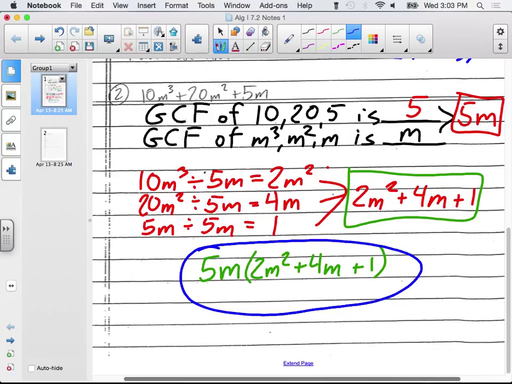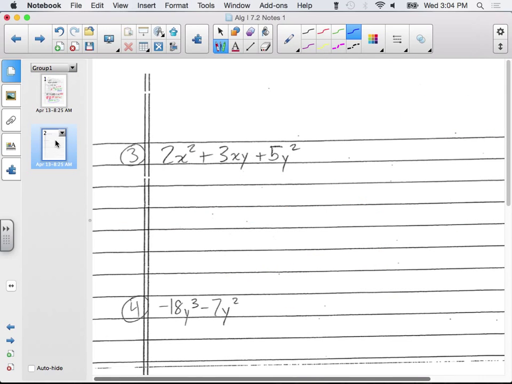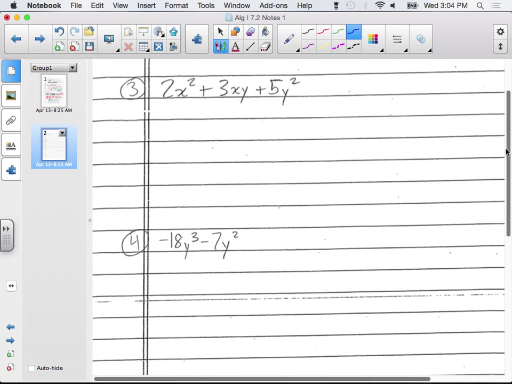All right. Anyone have any questions so far? All right. Let's go over to the back side. You guys tell me how to do this one. I have amnesia just now. Right, the GCF of 2, 3, and 5 is 1.